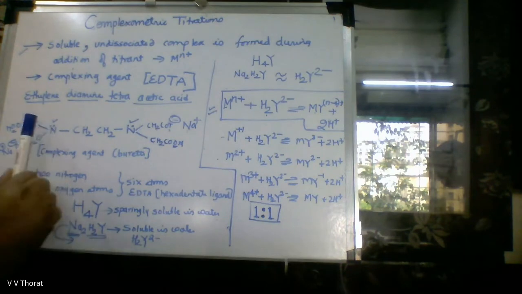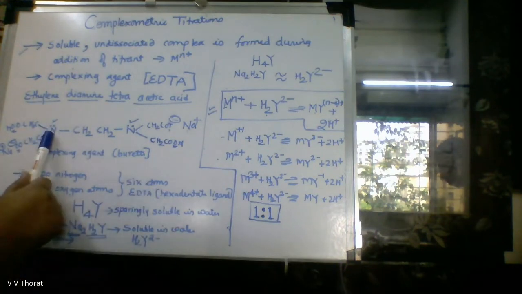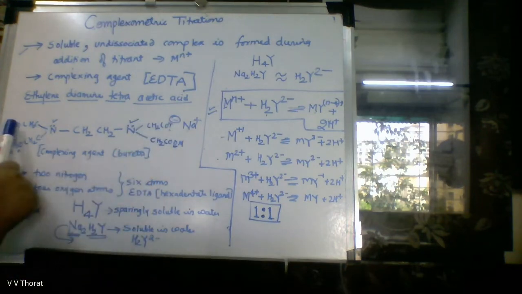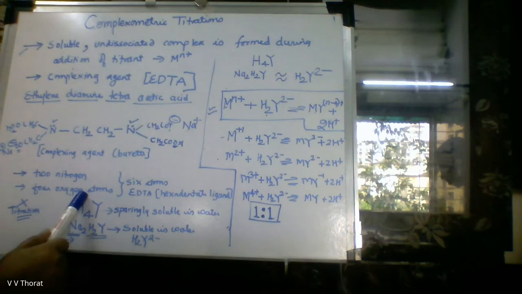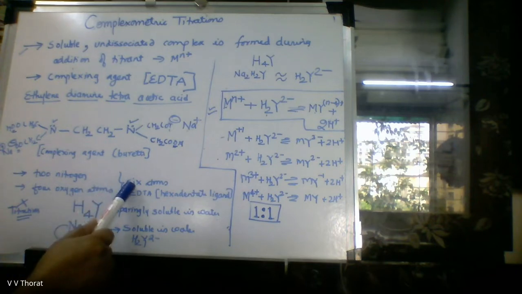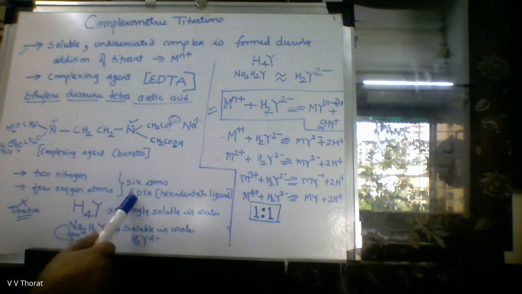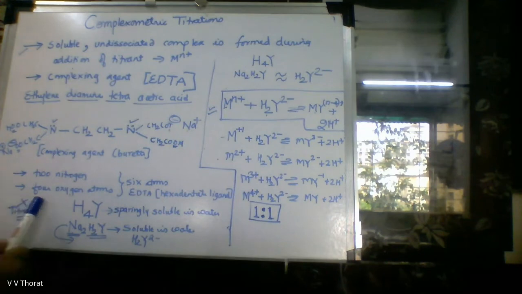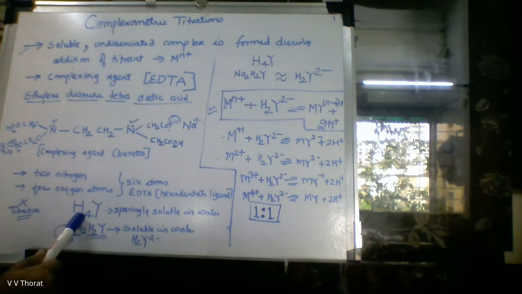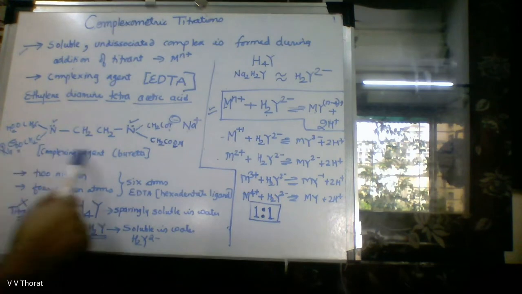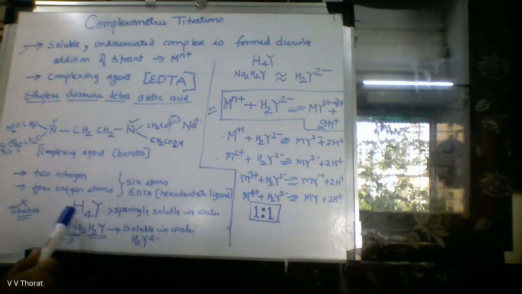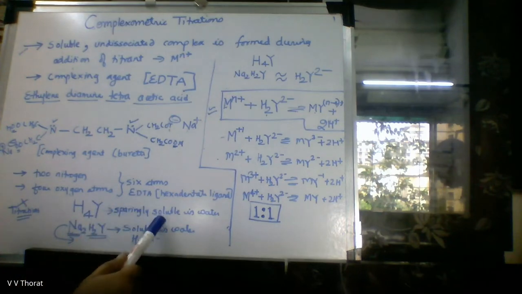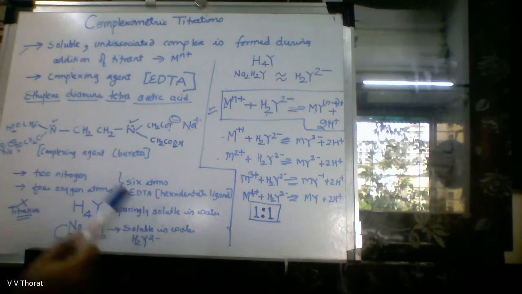It coordinates to the metal ion through 2 nitrogen atoms, 4 oxygen atoms. So total how many atoms are there for coordination? 6 atoms. And therefore EDTA ligand is also called as hexadentate ligand. Then let's come to about EDTA. Whole structure every time to write is not feasible. So you write it as H4Y. But this is sparingly soluble in water. पूरा soluble ही नहीं है.